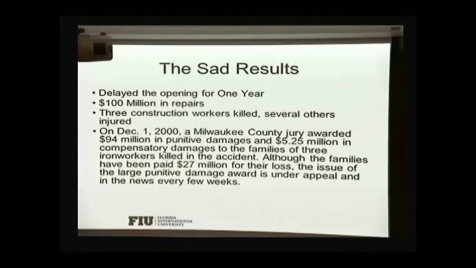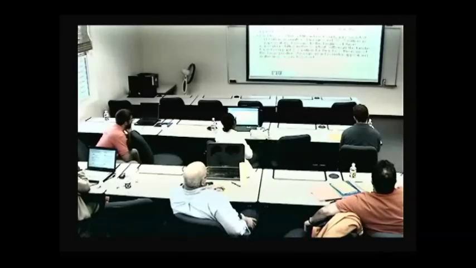I forgot, what were the punitive damages? I think it was $94 million. I'm not sure. It says the punitive damages are still under appeal. Oh yeah, they're going to be under appeal for the next 200 years. Remember, punitive damages are probably going to be paid by the insurance. $94 million is a lot of money. Yeah, it is. So that's a case.